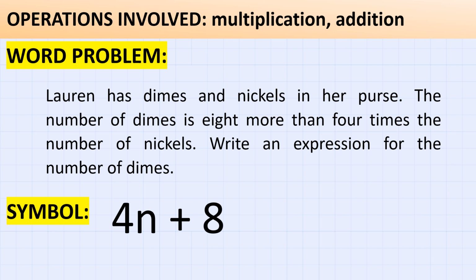So the number of nickels can be represented by n. So 4 times the number of nickels can be translated to 4n. Why didn't we just write 8 first before 4n? Take note, we have the word than. So we're going to interchange 4n and 8 in their position. 8 more than 4 times the number of nickels. Instead of writing 8 plus 4n, we write it as 4n plus 8 because of the word than.